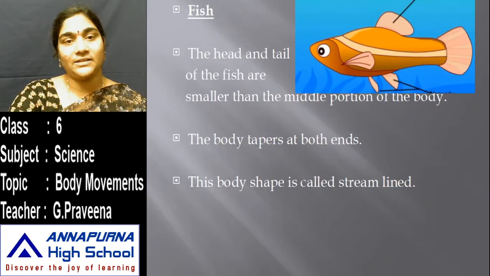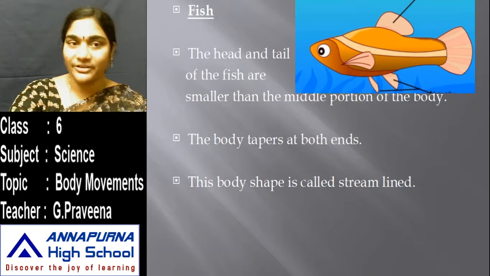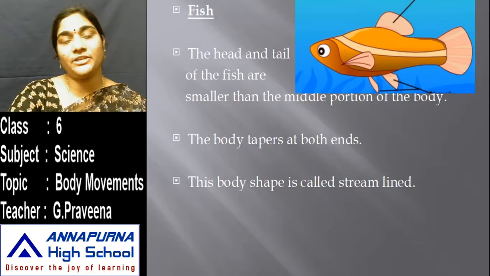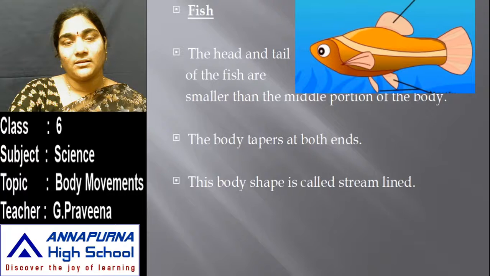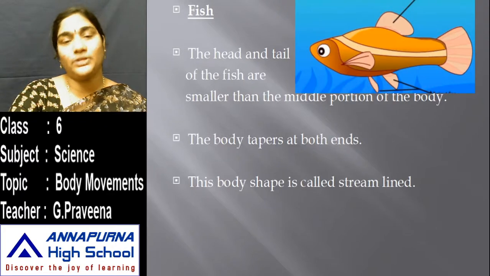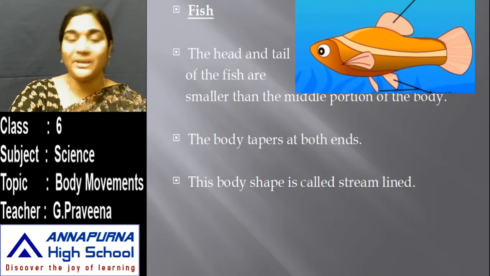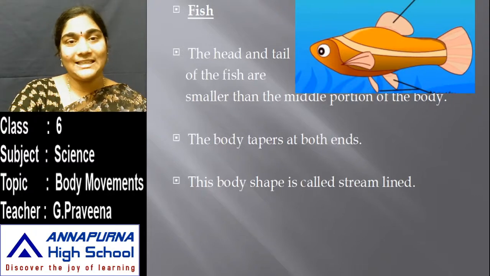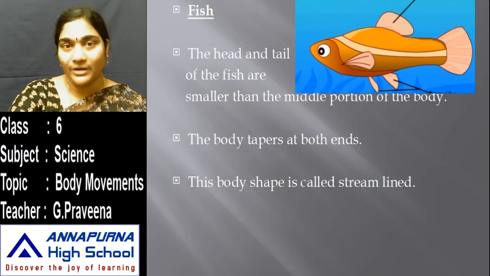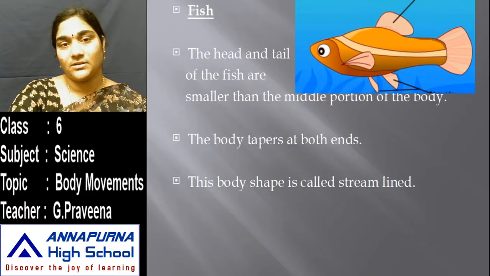Yes, you can see another organism here, the fish. The head and tail of a fish are smaller at the edges when compared to the middle portion of the body, in the sense that the body is tapered at both ends. This body shape we call streamlined. Imagine that you make a paper toy, a paper boat. In that you can see that the middle part of the boat is somewhat wider when compared to the edges. So it is the same with the body of a fish.